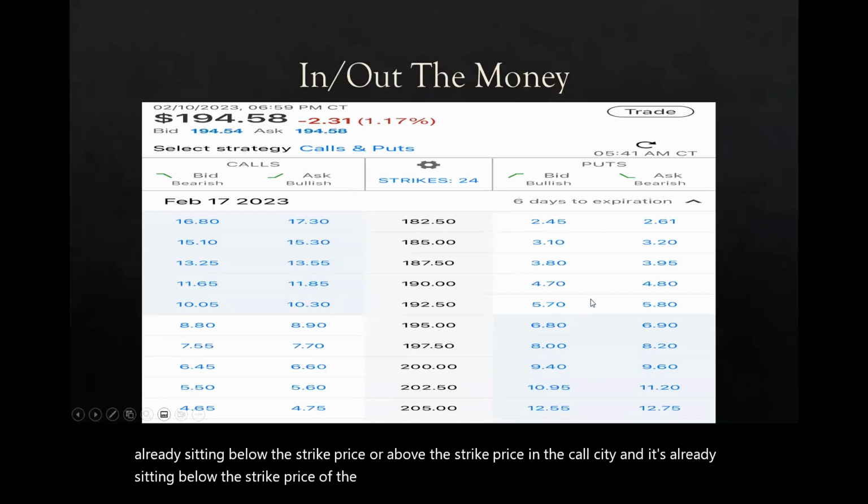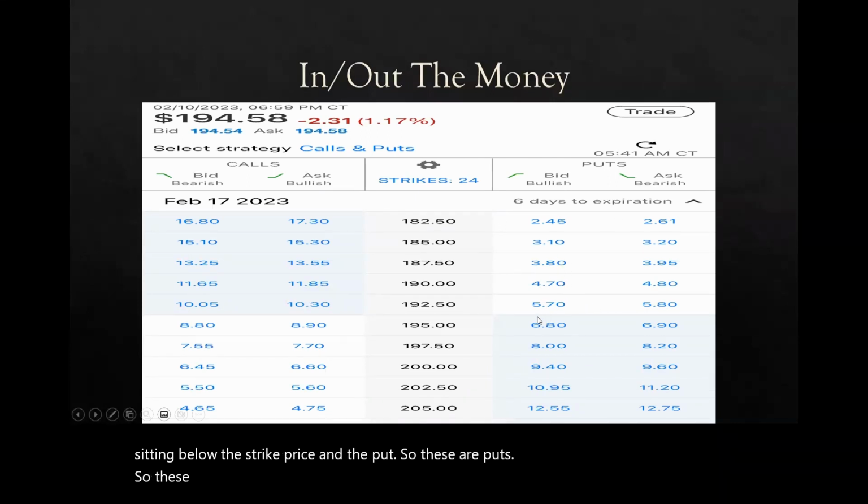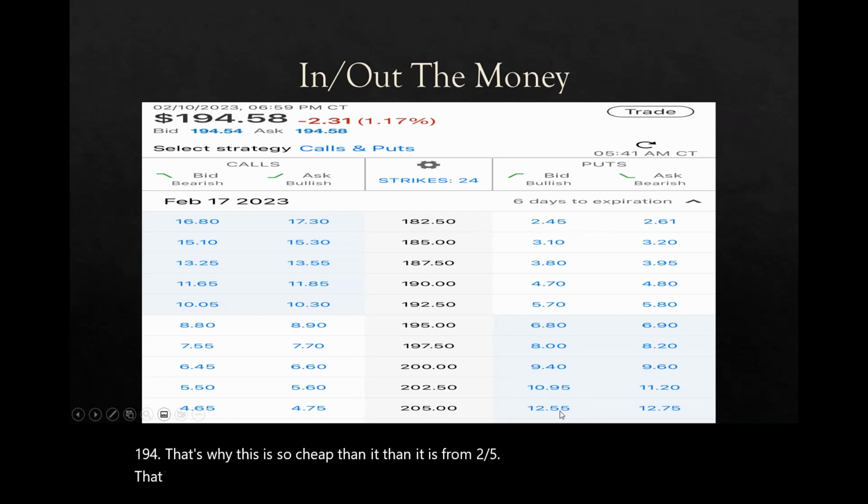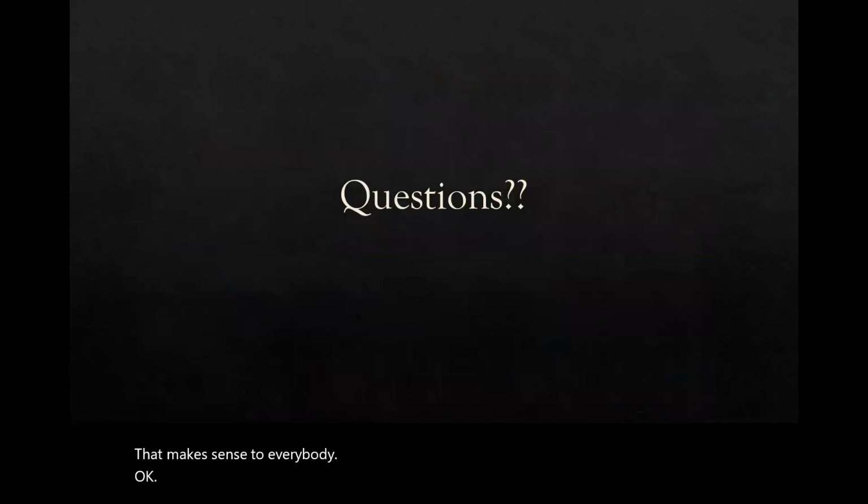So these are puts. So these are ones you think that the stock is going down. So 182.5 is already below 194. That's why this is so cheap compared to 205. That makes sense to everybody? No questions? Anybody got any questions about in the money, out the money?